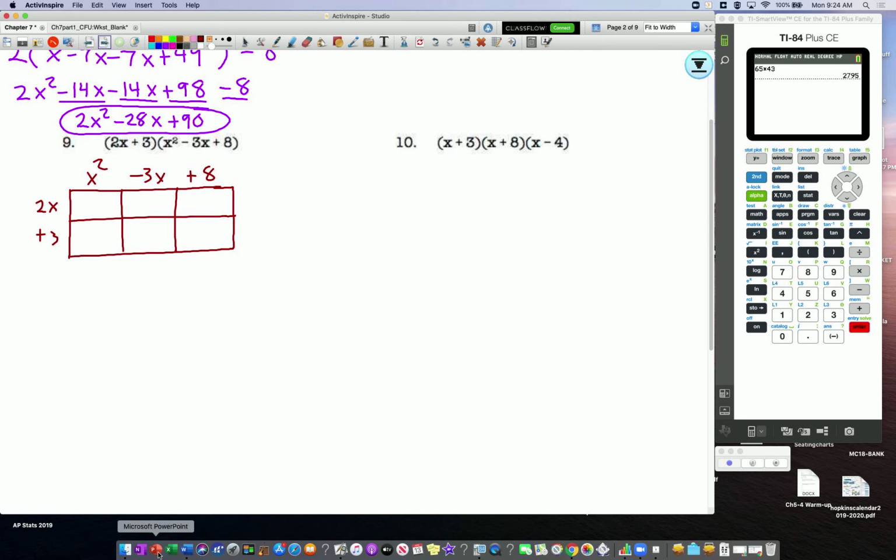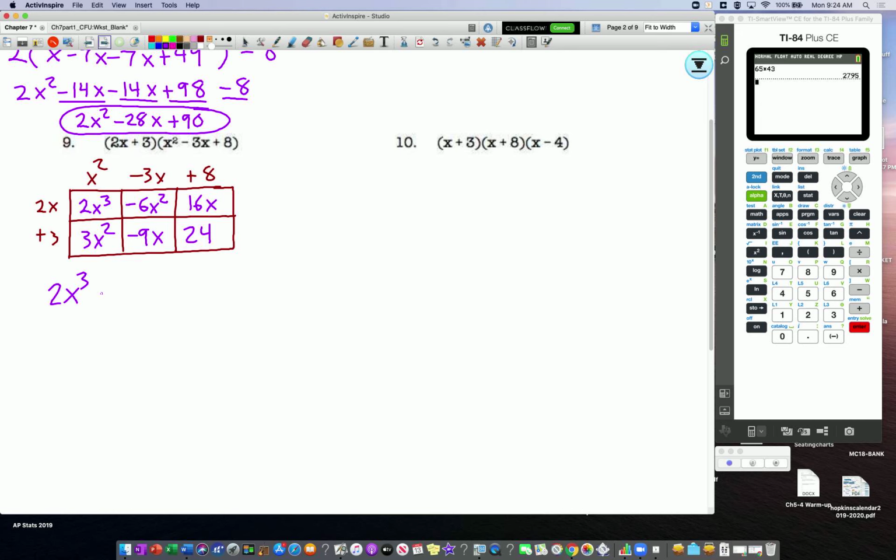All right, so I'm going to actually start to do this multiplication here. 2x times x squared, 2x cubed. 2x times negative 3x, minus 6x squared. 2x times 8 is 16x. 3 times x squared, 3x squared. 3 times negative 3x is minus 9x. 3 times 8, 24.